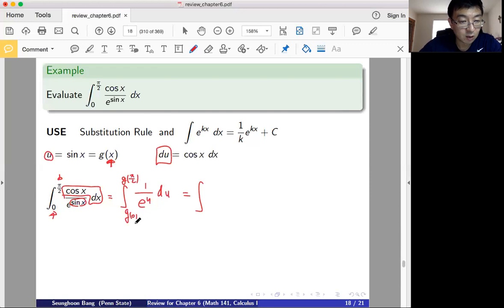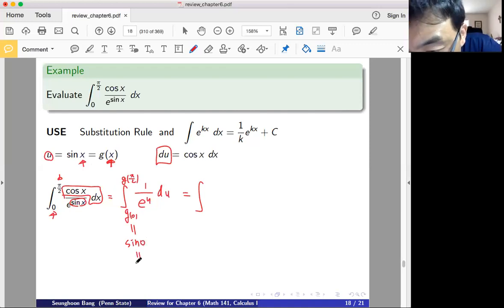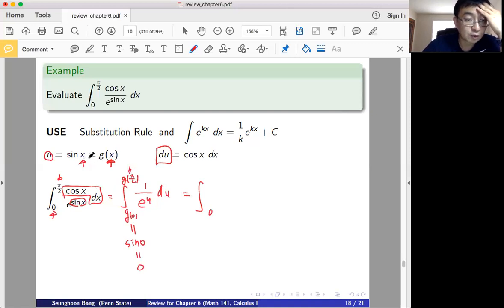Here, what is g of 0? Plug 0 into here, sine of 0. What is sine of 0? Do you know sine of 0? Could you write the answer on the chatting board? Yes, this is 0. You plug pi over 2 into x again, sine of pi over 2. What is sine of pi over 2? Yep, thanks. It's 1. So this is the integral from 0 to 1 of e to the minus u du.